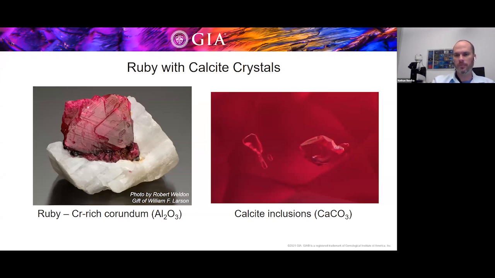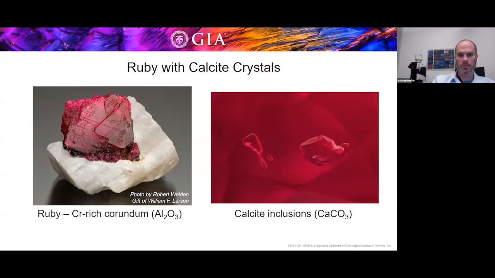And so when you look at a ruby and you find these calcite crystals, that tells you conclusively that the stone formed in an environment that was in a marble. And so you can really get some information about the formation conditions. So that would eliminate sources like Thai rubies, for example, which don't form in a marble, and so you wouldn't get calcite inclusions in that kind of rock.